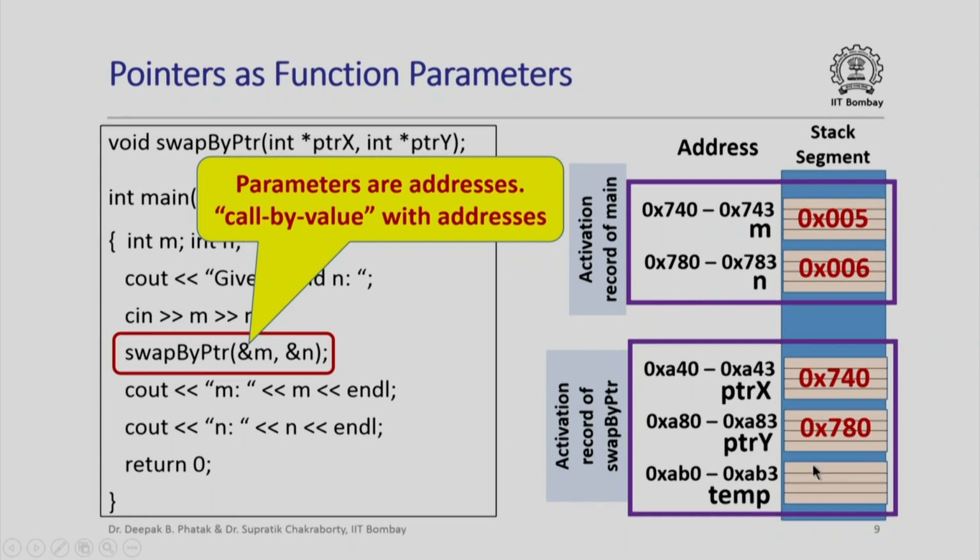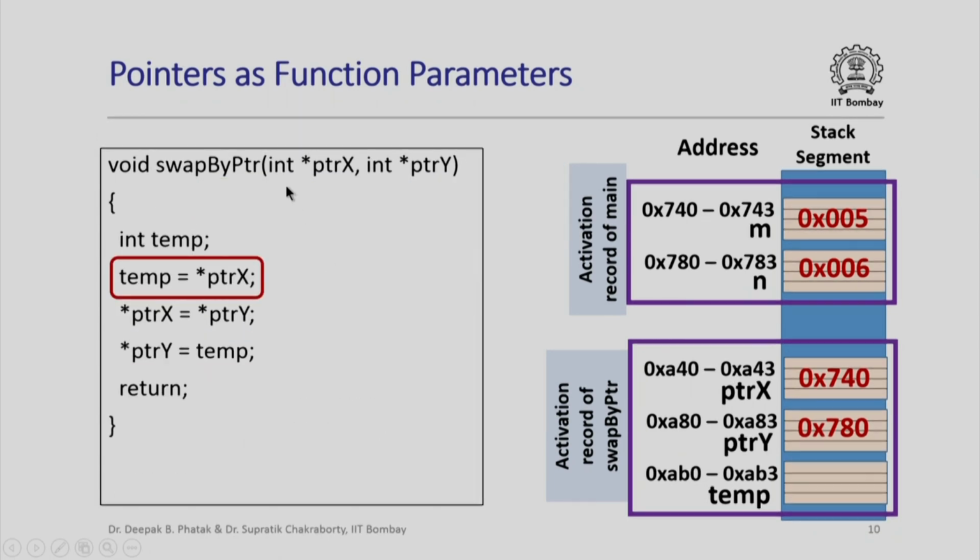What is this temp? You will soon see that swap by pointer also has a local integer variable called temp, and this is basically space allocated for that in the activation record of swap by pointer. Once again, this activation record will have other bookkeeping information. We will not worry about that for the time being. Now within the function swap by pointer, here is our local variable temp, for which we have already allocated space, and here is the first executable statement.